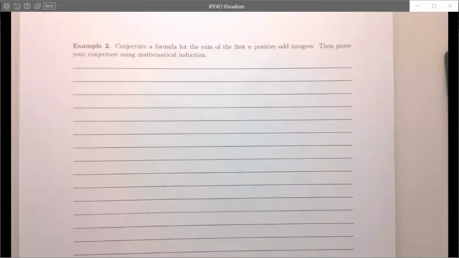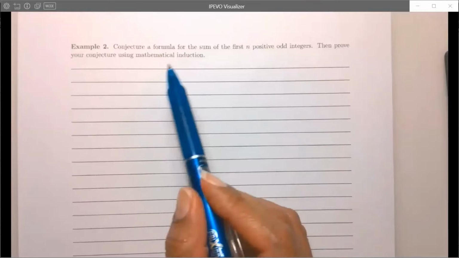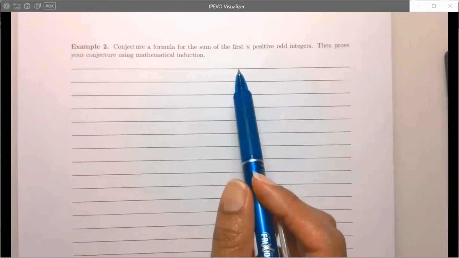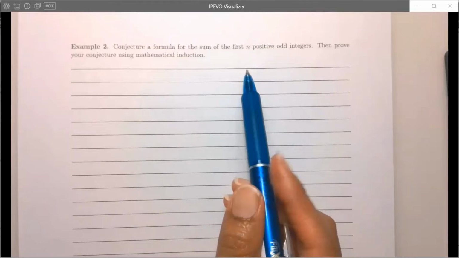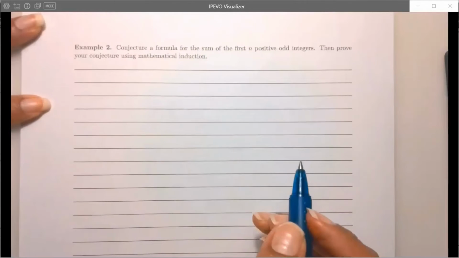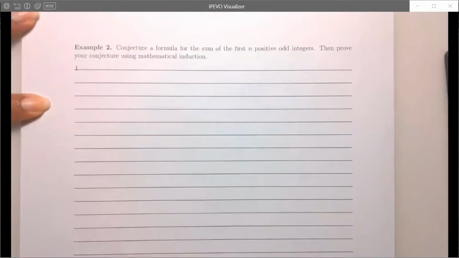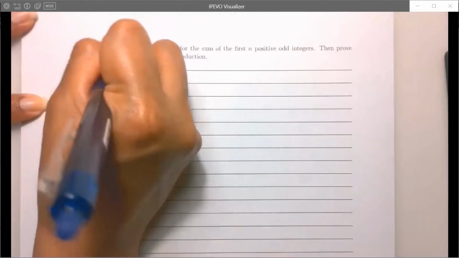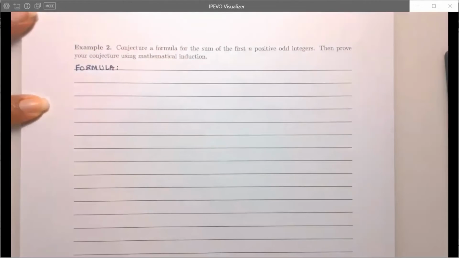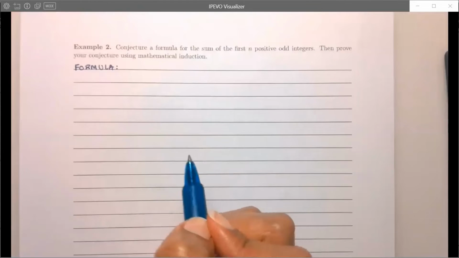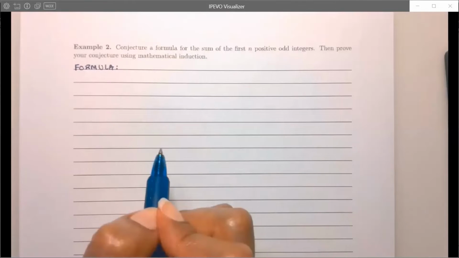Okay, here's another example. Conjecture a formula for the sum of the first n positive integers, and then prove that your conjecture is correct by using mathematical induction. So let's take care of the first part, the formula. In order to come up with a formula, we need to be able to detect some kind of pattern in taking the sum of the first n positive odd integers.